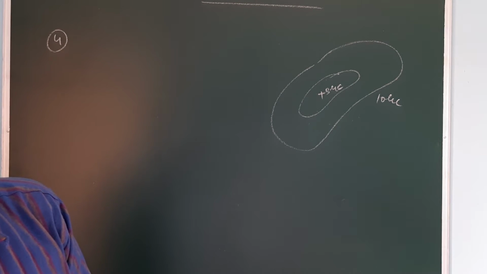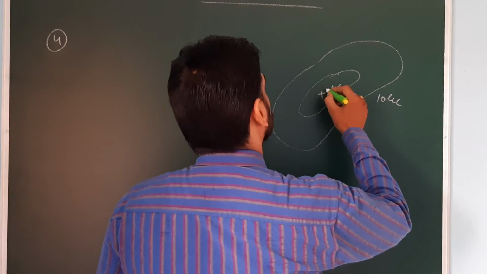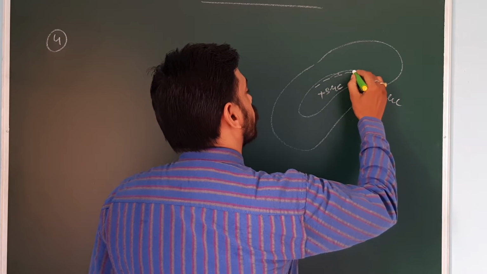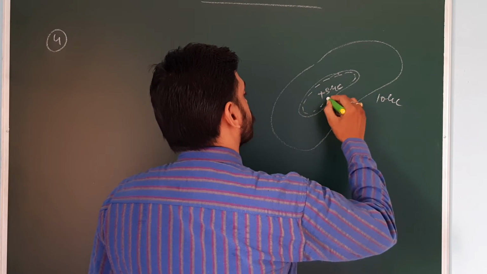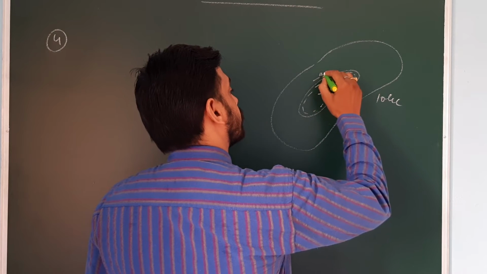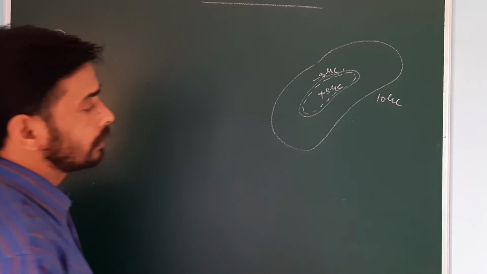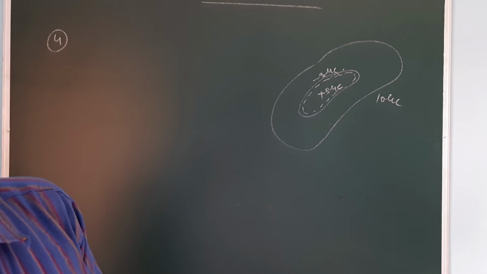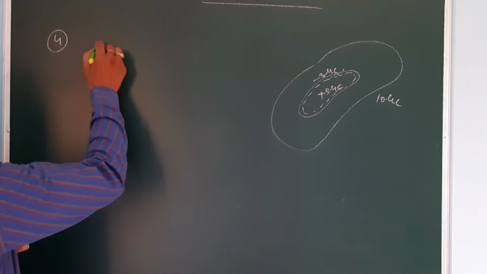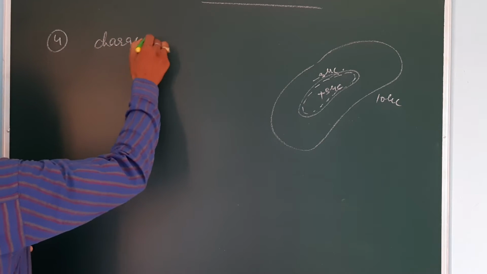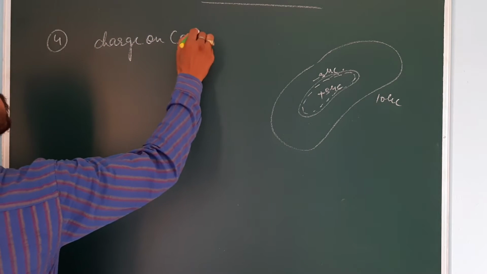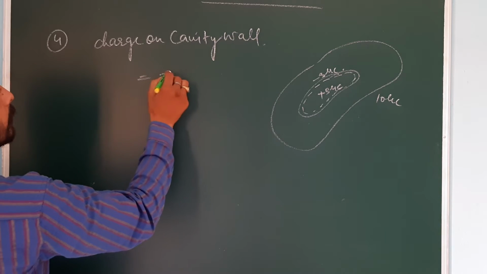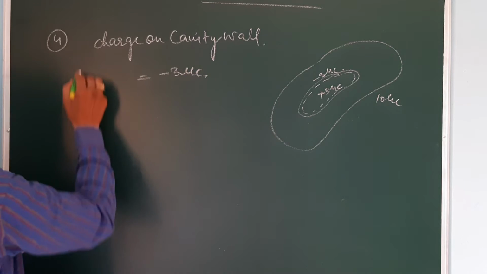What is the charge on the cavity wall? So it will be by induction. The charge on the cavity wall will be negative of the same magnitude, right? It will be minus 3 microcoulomb. So what is the charge on the cavity wall? Number 1, the charge on the cavity wall is minus 3 microcoulomb. Get it? This first part.